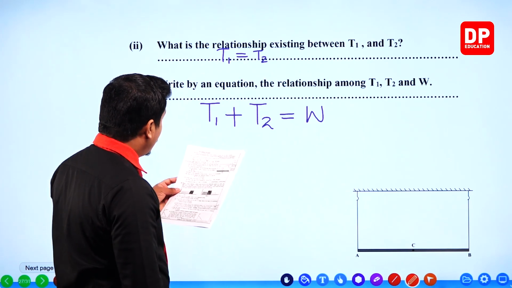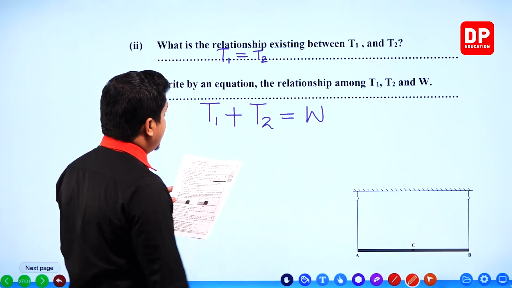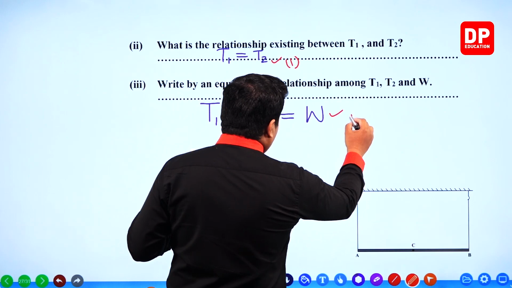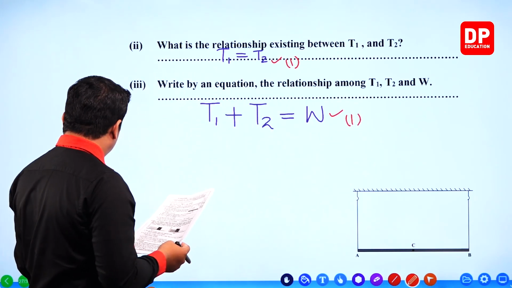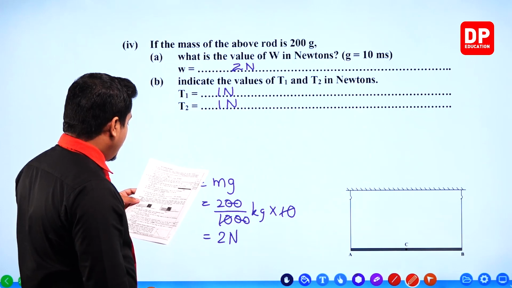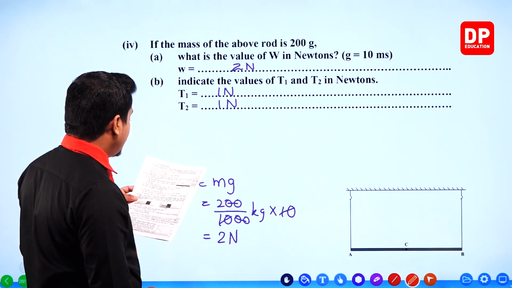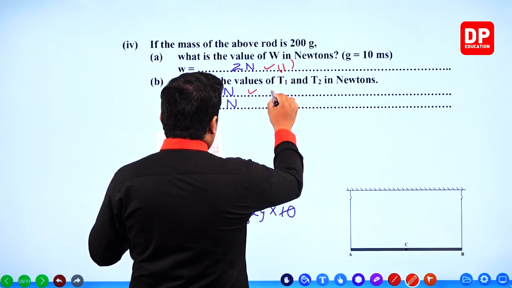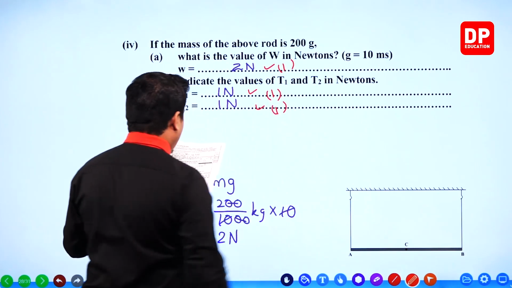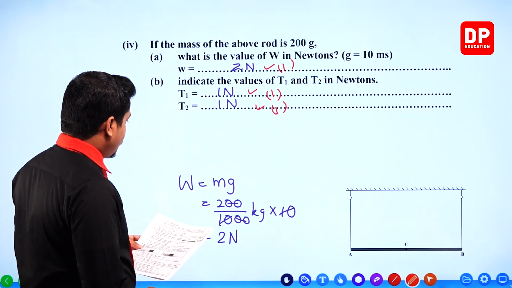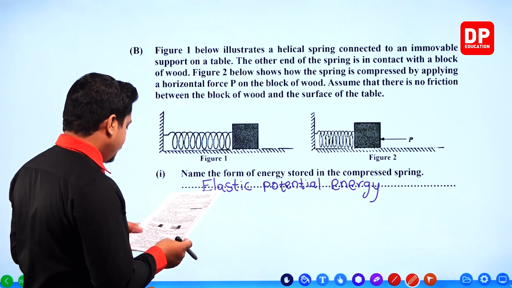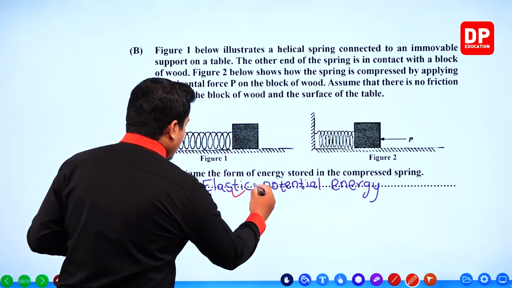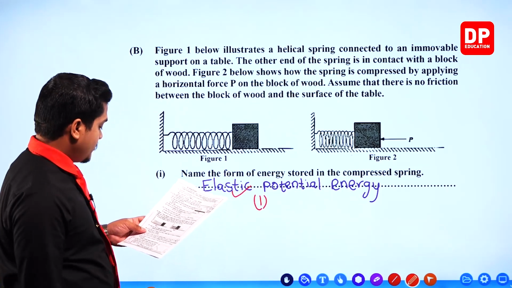Next one, my dear children, for writing down the relationship between T1 and T2, 1 mark. Then for writing down this relationship, again 1 mark. Then here, once again 1 mark each for these calculations. 1 mark for 2 Newton, then 1 mark for 1 Newton, 1 mark again for 1 Newton. Then for the next one, the elastic potential energy, 1 mark. For potential energy also they have given marks.